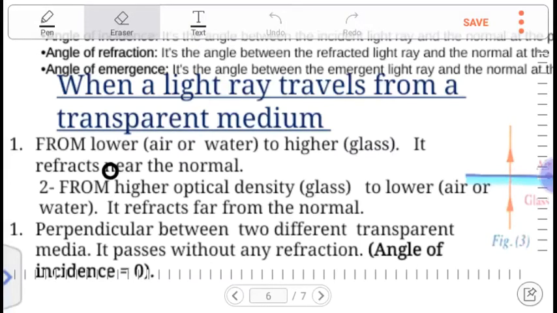There are some cases of the path of the light ray when it falls between two transparent media. Number one, from a lower optical density medium such as air or water. Air or water is lower in optical density than glass. So when the light ray passes from a medium like air or water to the glass, from the lower to the higher, it refracts near to the normal line.